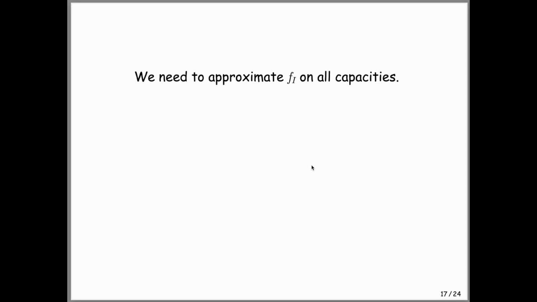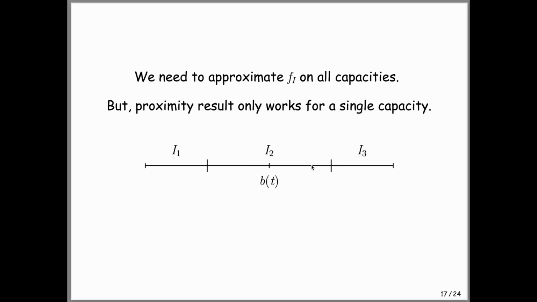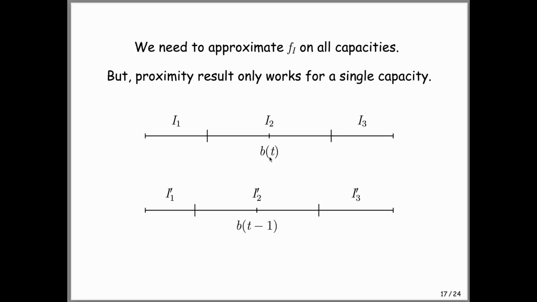Is it the end? No. As we said, we partition the items, so we need to approximate the value function on all capacities. However, the proximity results only work for a single capacity. That is, using the proximity results, we only get a good approximation at capacity T. In other points, it's not always right. If we compute for all capacities, it takes too long.